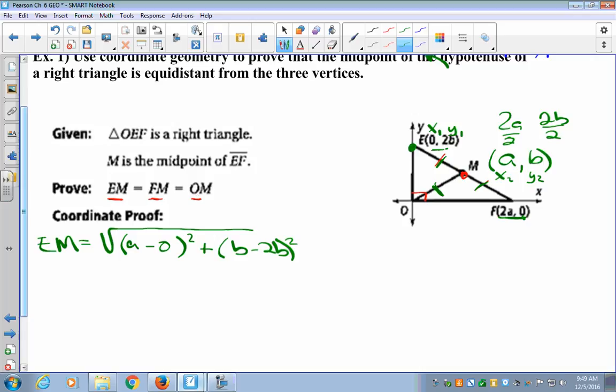So once again, relax. Take a deep breath if this is giving you anxiety that we don't have letters, or we have letters and not numbers. We can simplify this because we've done simplifying shenanigans in algebra. A minus 0 is A. The squared is still stuck to it. B minus 2B is negative B squared. We're gonna square this negative B. A squared plus B squared and the square root.